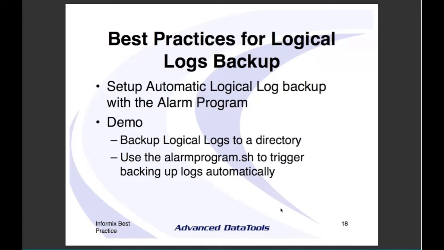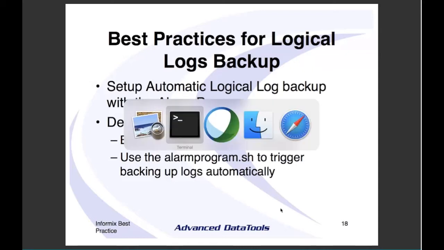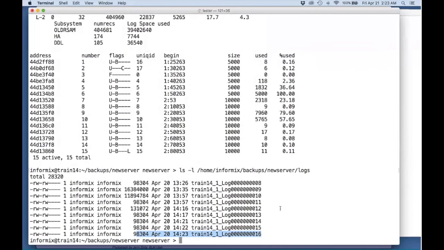So that's the best practice. It's to use the alarm program, whether you're using Onbar or Ontape, and have it back up your logs automatically every time a log gets full. Now, if you're backing up to disk, you still need to get the logs off of your server to either a tape device or another server. And that's something that's fairly easy to handle at the Unix level.